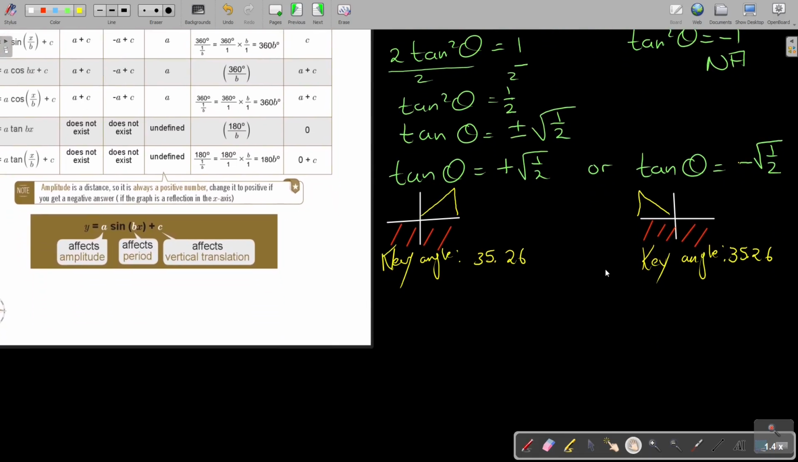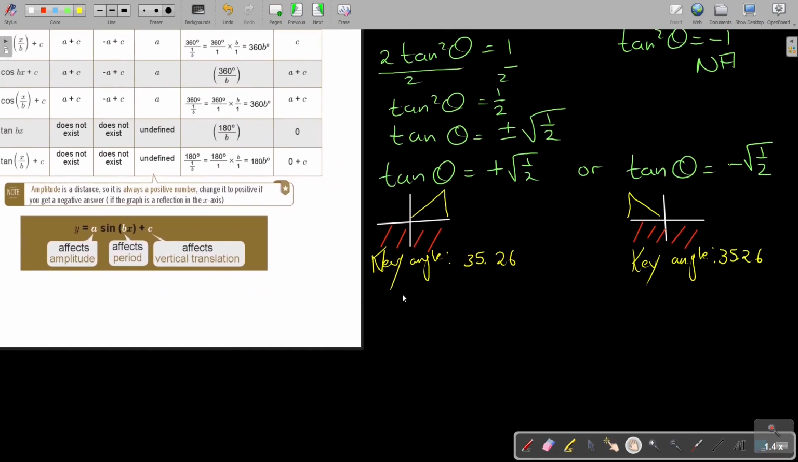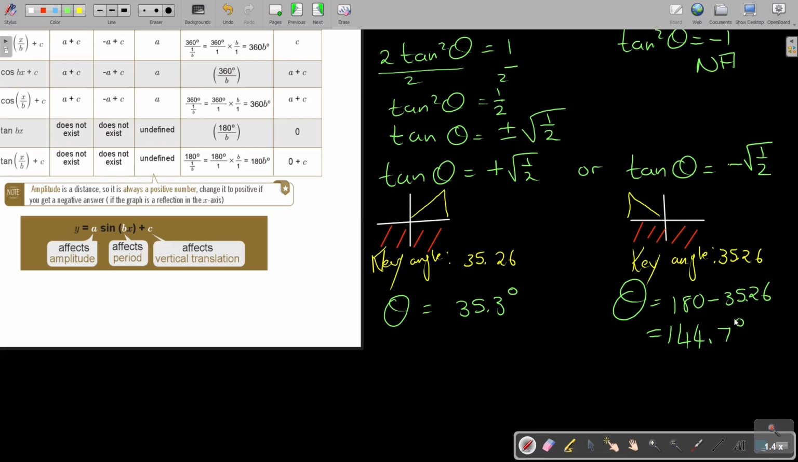But now we go and we say theta is going to be just the 35.3 degrees in this one. And in this one, theta is going to be 180 minus 35.26, and if I simplify that, 144.7 degrees. So, therefore, theta is 35.3 degrees, or theta is 144.7 degrees. And that is the final answer.